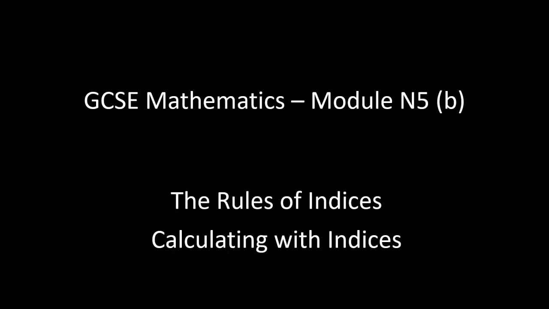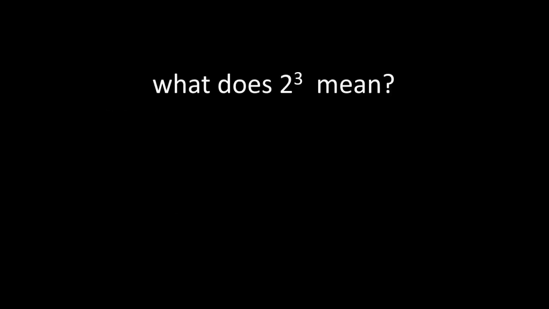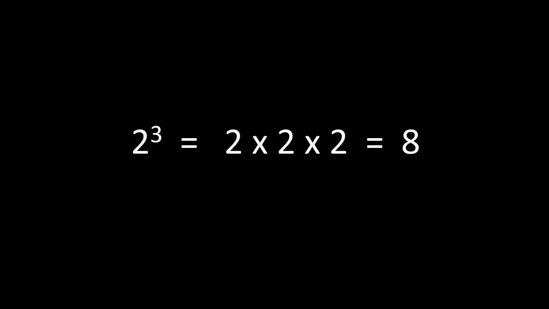Hello and welcome to the second video for Module N5, and in this one we're going to look at the rules of indices and how we calculate with indices. What does 2 to the power 3 mean? Now we saw this in the last video. 2 to the power 3 just means 2 times 2 times 2, and if you work it out you get the answer 8.